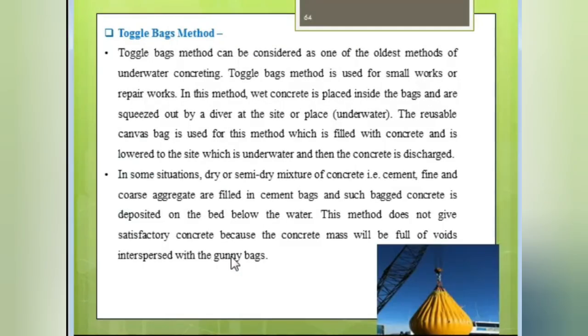Okay. Similarly, the concrete can be placed with the help of a toggle bag. Instead of the bucket, one balloon-type bag is there. Into that bag, we have to fill our concrete, and with the help of a crane, the bag should reach the place where we require the concreting, and by opening the bottom hole of that bag, the complete concrete will be placed into that particular place. Okay, so that is the placing of concrete through the toggle bag method.